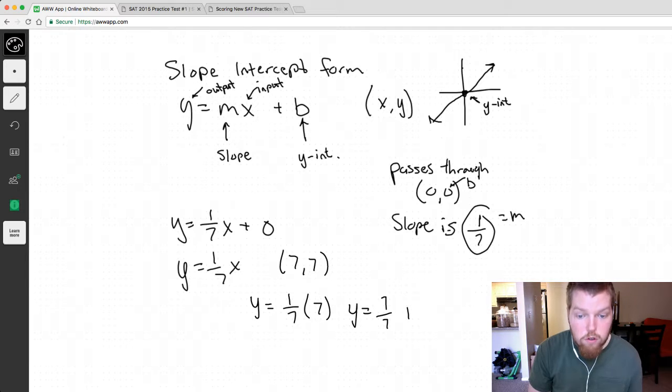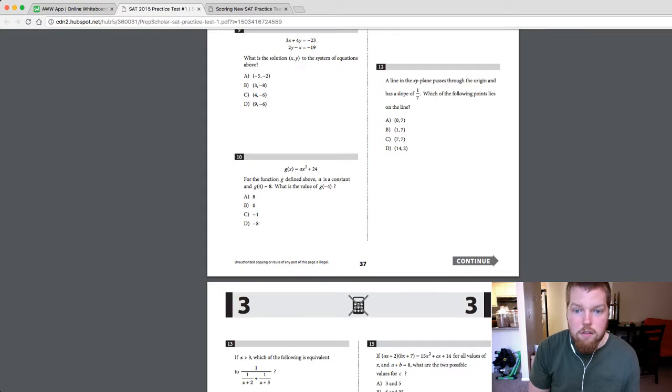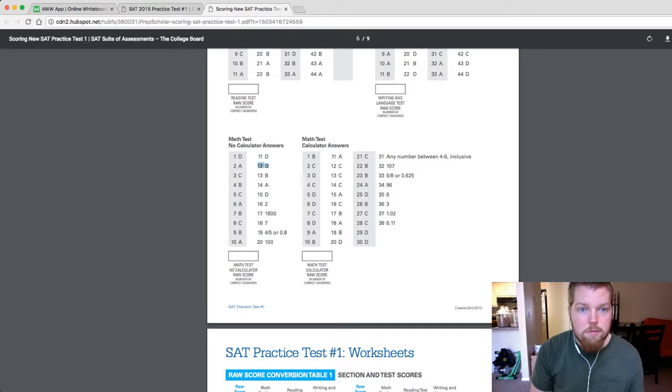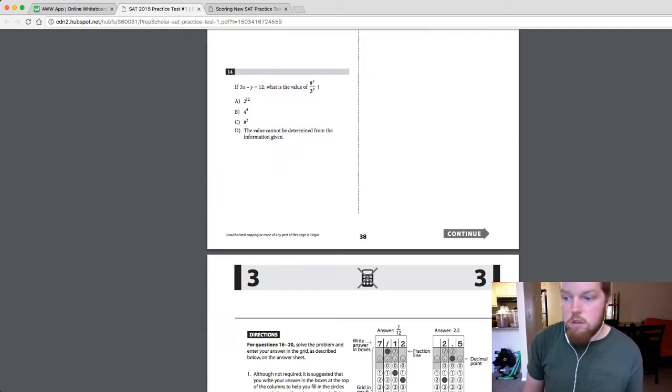So the last one is 14, 2. y equals 1 over 7 times 14 equals 14 over 7, which is 2, which is what the choice says. So D is the correct answer. And let's go to the answers. D. Perfect. Again, if you have any questions of your own, feel free to ask a question in the chat, and I would love to help you out with your question.